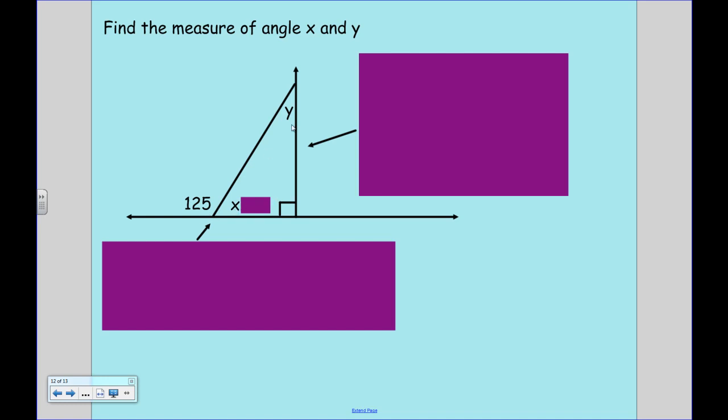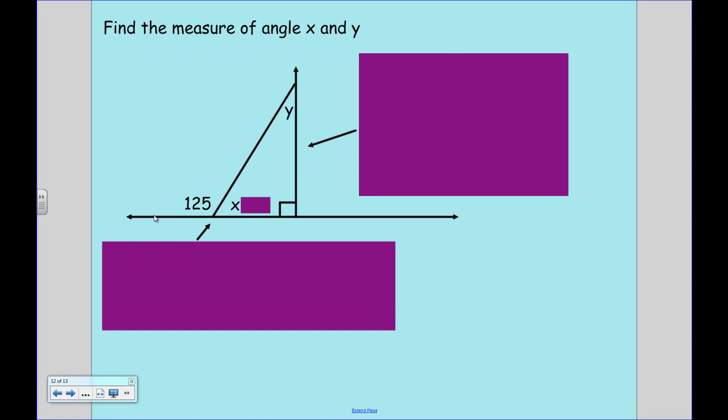So now what I want to figure out is which one of these angles can I figure out first, because I can't figure them out at the same time. So as I look at my diagram, there's really nothing around Y that's going to help me figure out what Y is. So I probably am not going to be able to figure that one out first. So now I'm going to look down here at X and see if there's anything around X that I can use to help me find what the measure of X is.